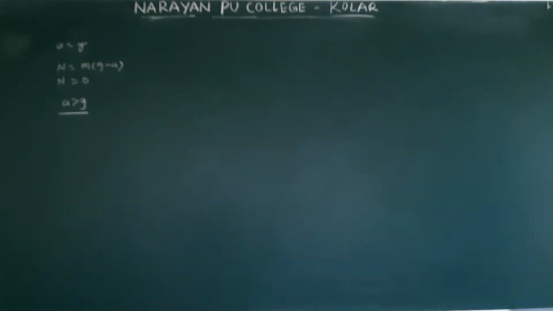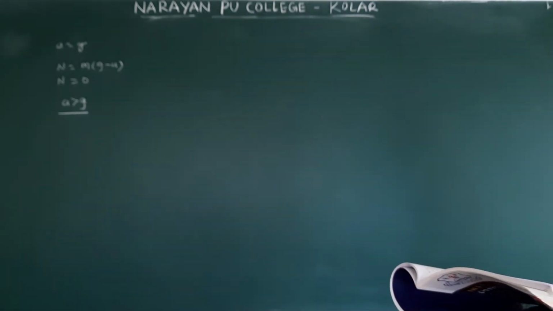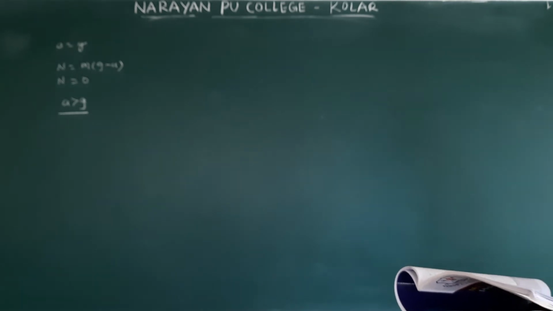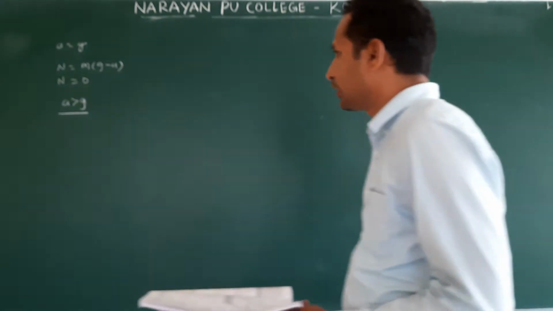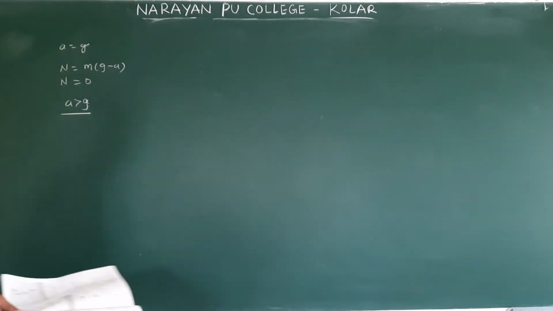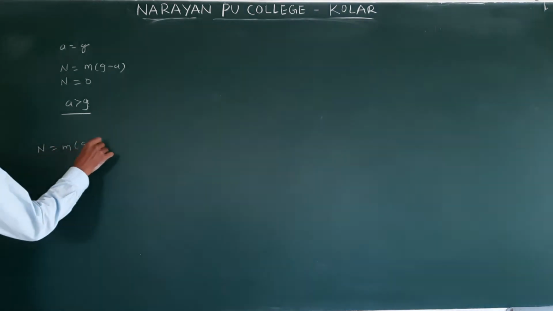Okay, now example problem 12. A man of mass 60 kg is standing on a massless weighing machine. Find the weight of the man in different situations as shown in the figure. First case, it's going up. Okay, direct we can do. It's going up. What is the formula? N is equal to m into g plus a.